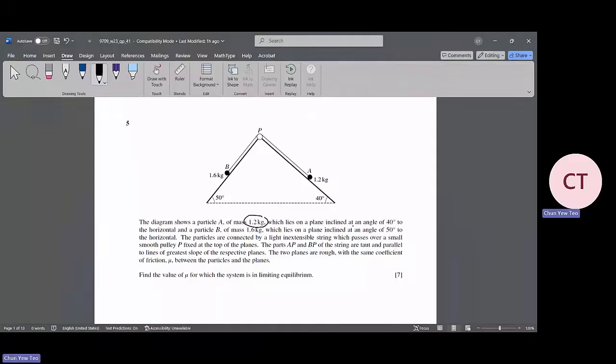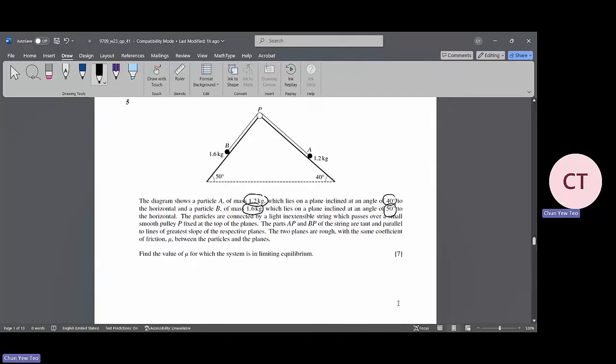Which lies on the plane inclined at an angle 40 degrees to the horizontal, and the particle B of mass 1.6 kg, which lies on the plane inclined at an angle 45 degrees to the horizontal. The particles are connected by a light inextensible string which passes over a small smooth pulley P fixed at the top of the plane. The parts AP and BP of the string are taut and parallel to lines of greatest slope of the respective planes. The two planes are rough with the same coefficient of friction mu between the particles and the plane. Find the value of mu for which the system is in limiting equilibrium.